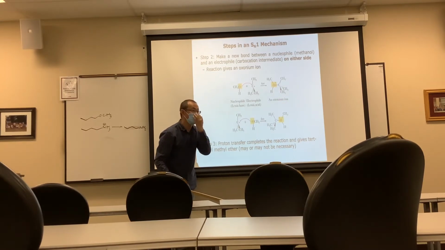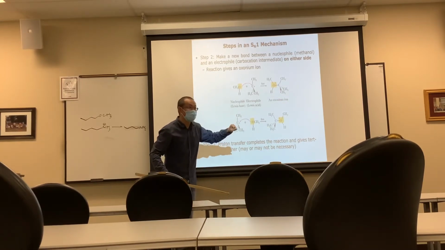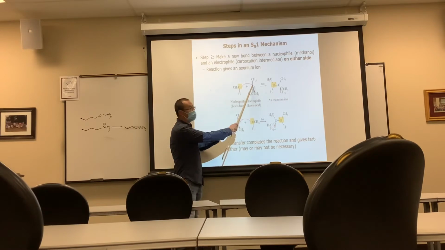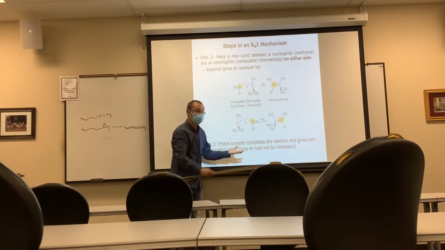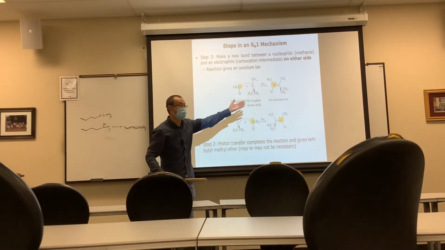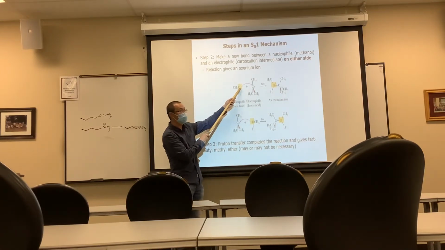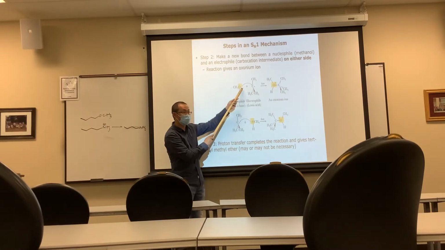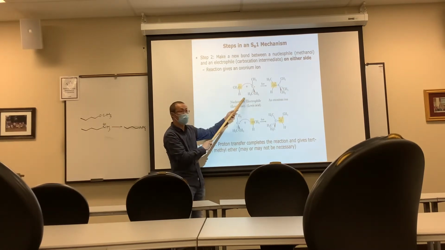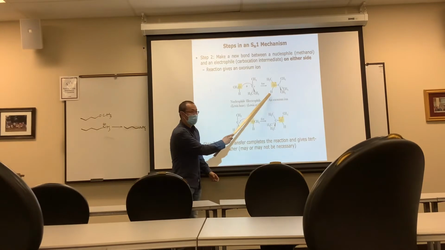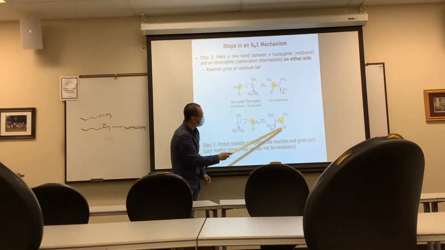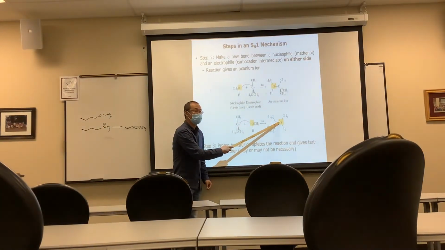SN2 attacks from where? From the back. Is that right? SN1 attacks from where? Either side. Why? Because that guy is gone already. Now, in this case, the nucleophile is a what? A neutral molecule. Do you guys see that? This is an alcohol. If it is neutral, it means what? After step 2, you get a positive charge on the oxygen.